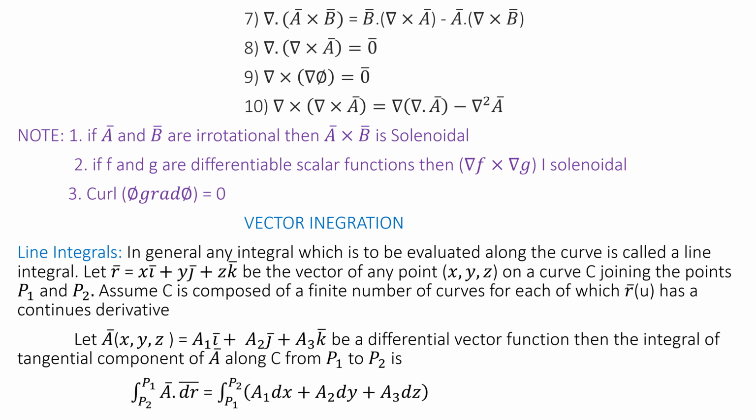Okay, let a bar of (x, y, z) = a1 i bar + a2 j bar + a3 k bar be a differentiable vector function. Then the integral of the tangential component of a bar along C from p1 to p2 is the integral from p1 to p2 of a bar dot dr bar, which equals the integral from p1 to p2 of a1 dx plus a2 dy plus a3 dz. That is a line integral.